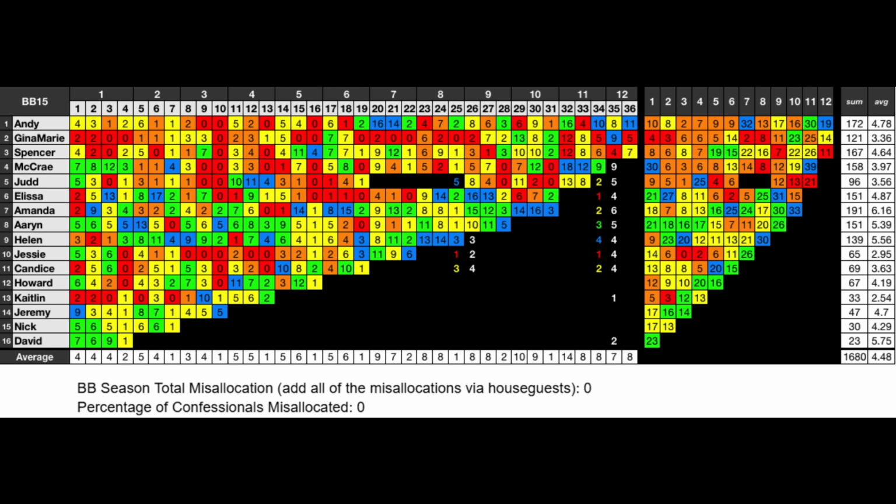So we have a first here when it comes to adding up the total misallocations, and I did the math twice, and there are 0 misallocations overall, and once you divide 0 by anything else, it is still 0. So there is no percentage of confessionals misallocated. So on paper, this is the most balanced and perfectly distributed season when it comes to the diary room, since there are no people who got way too much or way too little overall. And that is how we are going to end this era.